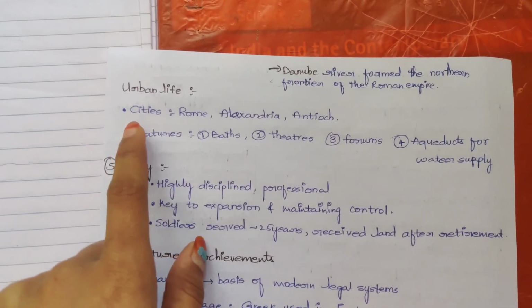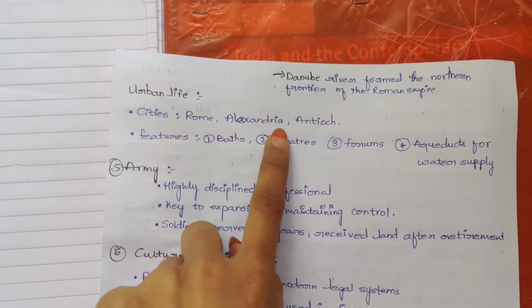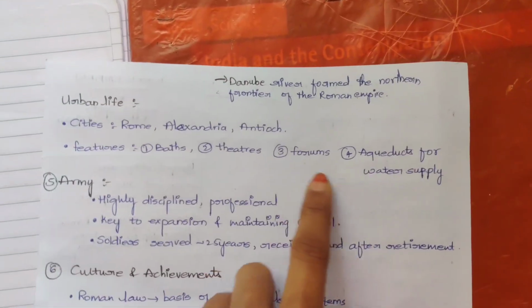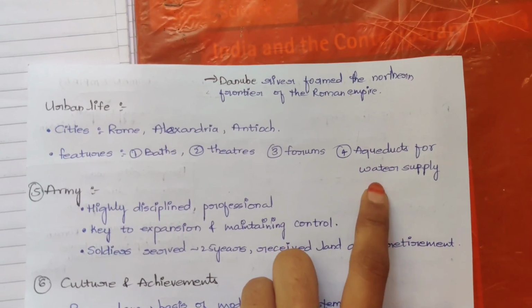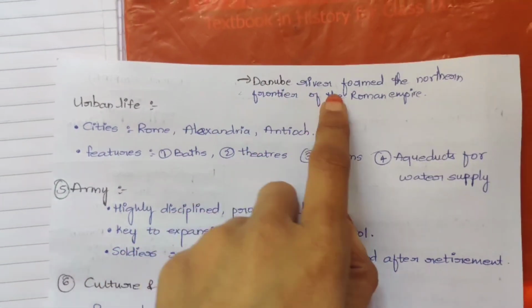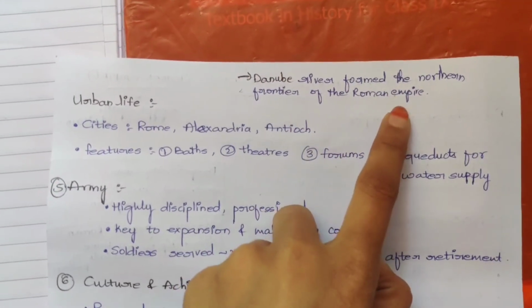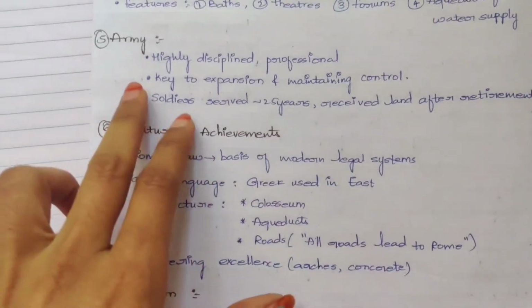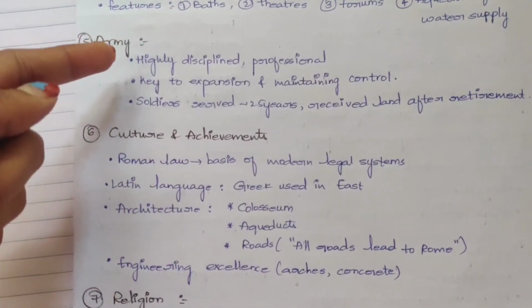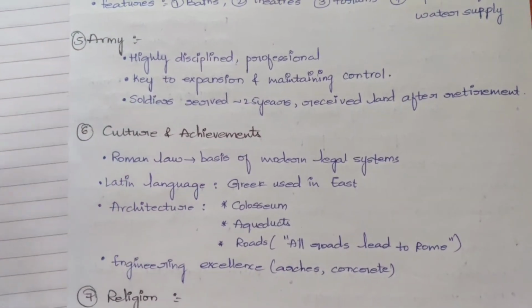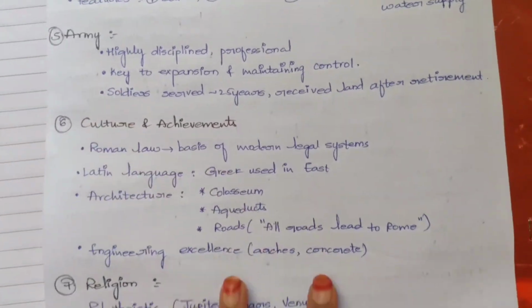Next comes the urban life. Cities were Rome, Alexandria and Antioch. Features were baths, theaters, forums and aqueducts for water supply. An important point, Danube River formed the northern frontier of the Roman Empire. Next, army. They were highly disciplined and professional. Key to expansion and maintaining control. Soldiers served 25 years, received land after retirement.